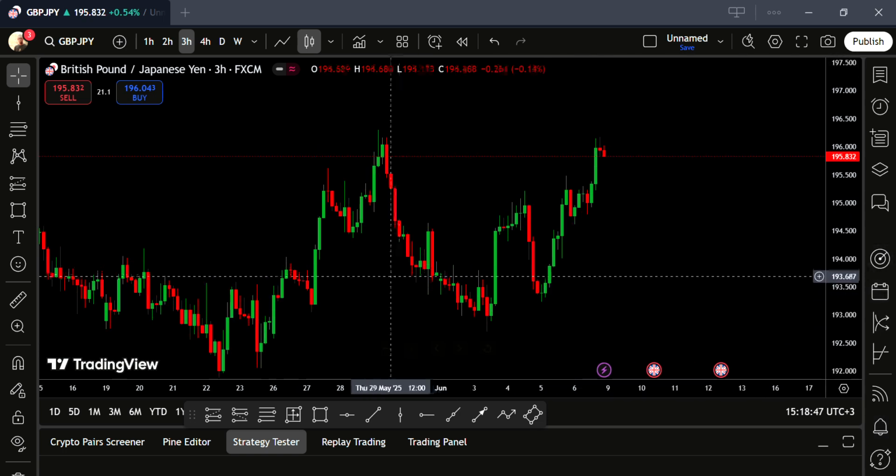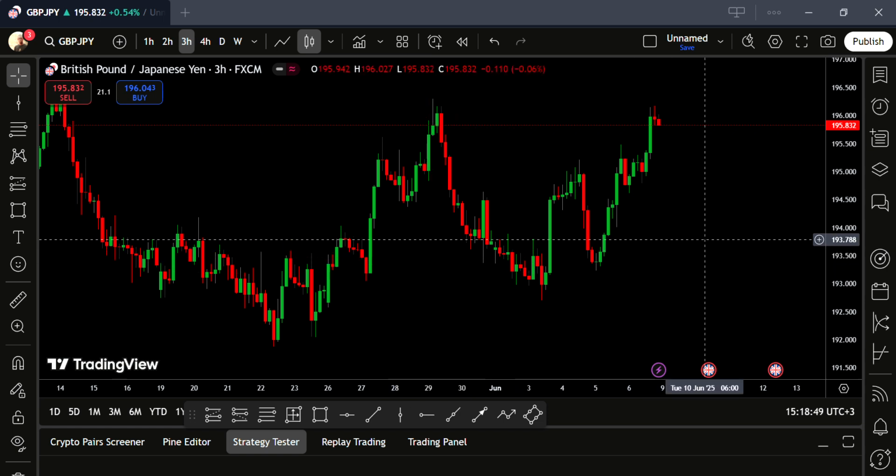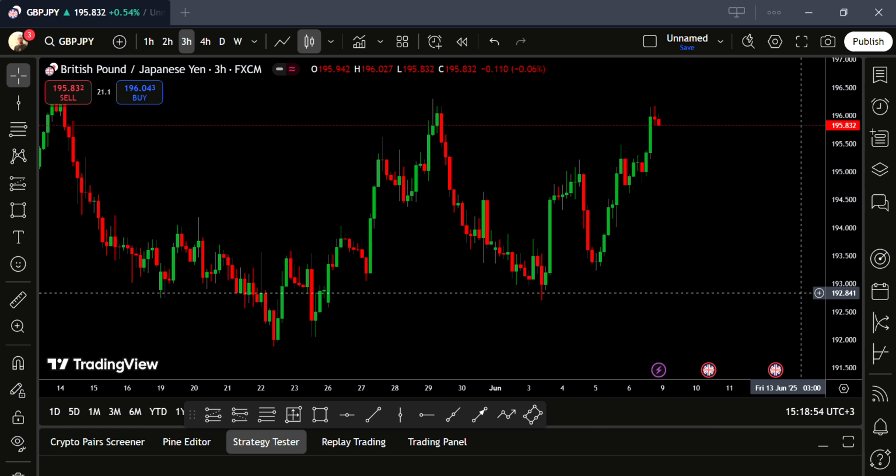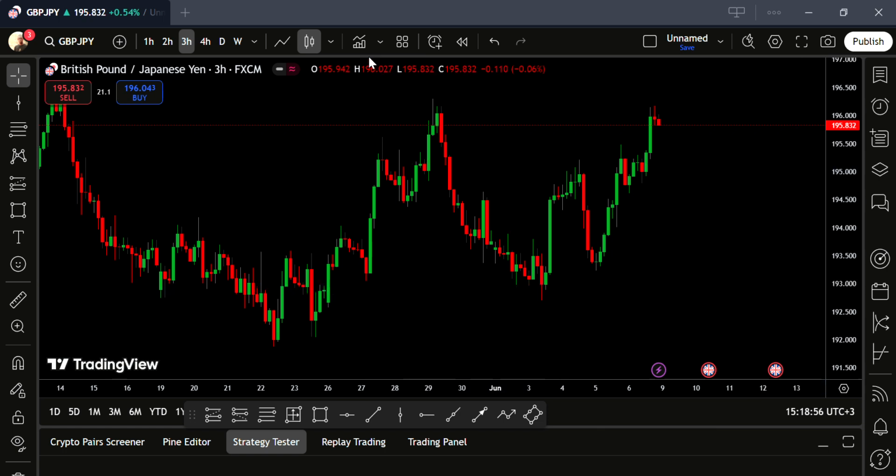So what you see is GBPJPY, and this is the 3 hours time frame. Our strategy is top down analysis plus demand and supply. So we go to the high time frames, analyze, get the direction from the high time frames, and then execute using demand and supply on the lower time frames.